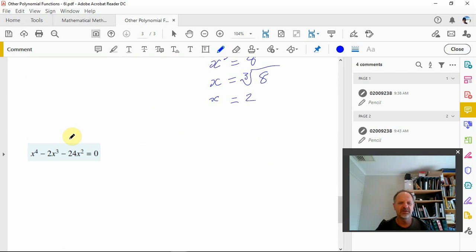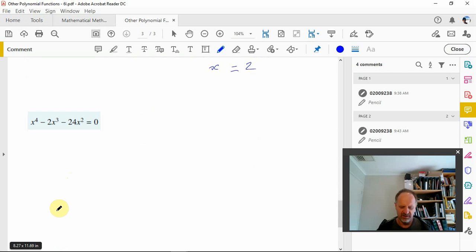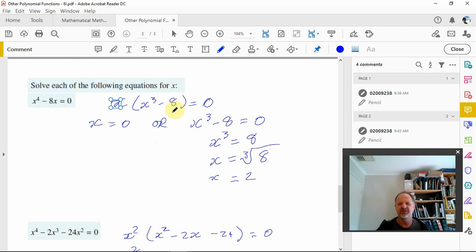Let's have a look at another one. Here's another one: x to the 4 minus 2x cubed minus 24x squared. We'll notice here x squared can go into all of them, so I'm going to take x squared out as a common factor. x squared times (x squared minus 2x minus 24) equals 0. Now, I'm going to do something different here than I did in the previous one, because I'm going to factorise this first. I didn't factorise that one.